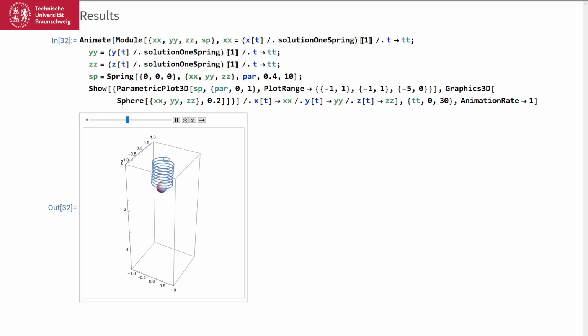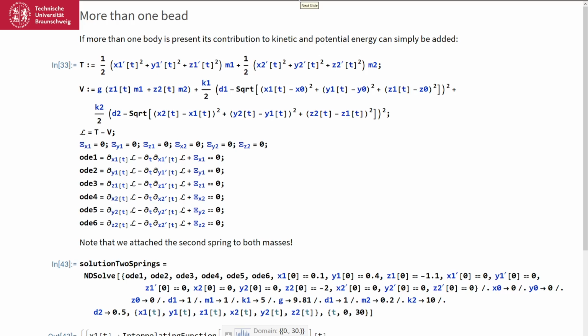Okay, so now all of this was a little bit to see what Mathematica can do. Now let's do actually the more interesting stuff, and just say we want to have two bodies attached, or not attached, I mean studying two bodies.